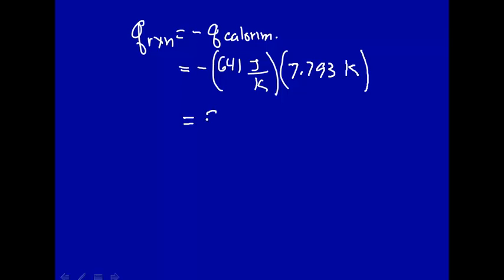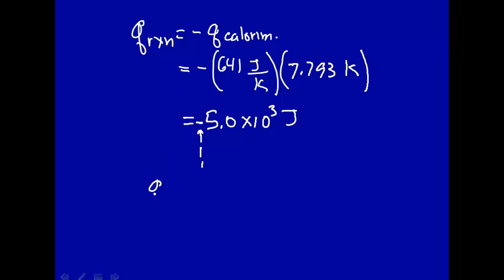5.0 times 10 to the third joule with a minus sign. I keep forgetting that minus sign. The minus sign carries over. This is a positive number. So the energy or the heat transferred in the reaction is minus 5.0 times 10 to the third joule.